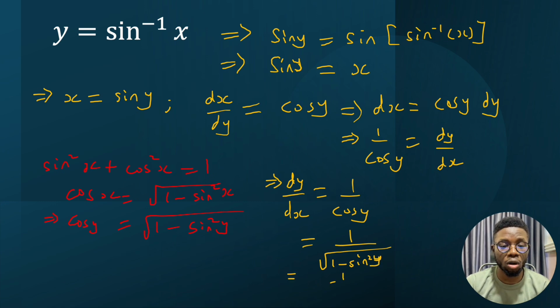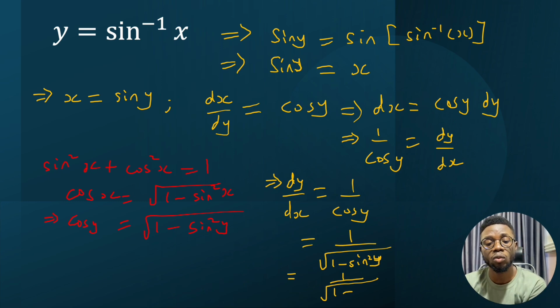If you look up, you realize that sine of y was set to be x initially. So if sine of y is x, all I need to do is replace sine y with x in this place, and you have x squared. And this is the derivative of y equals arcsine x. So you have 1 divided by the square root of 1 minus x squared.